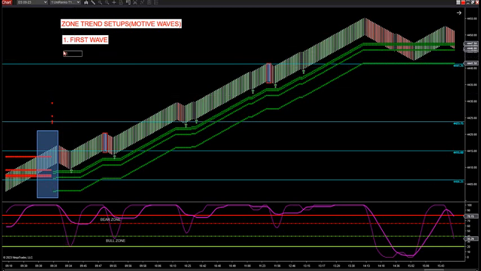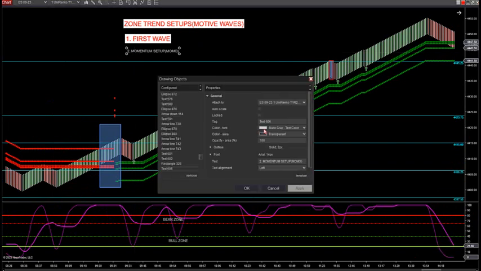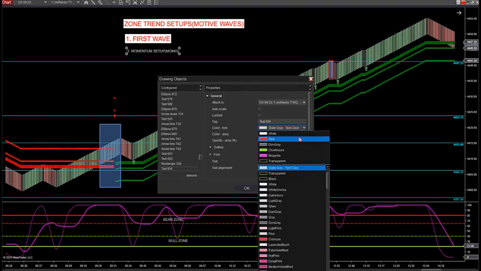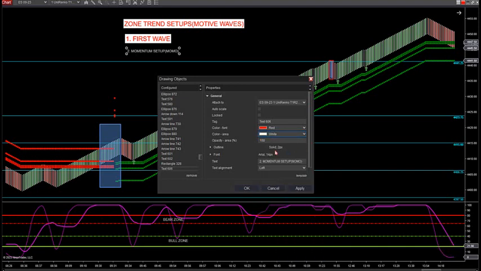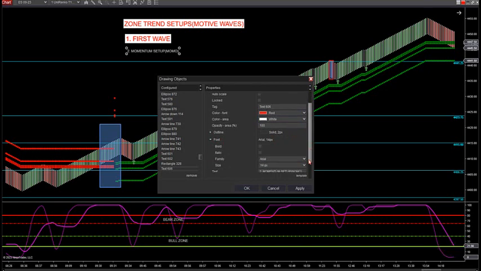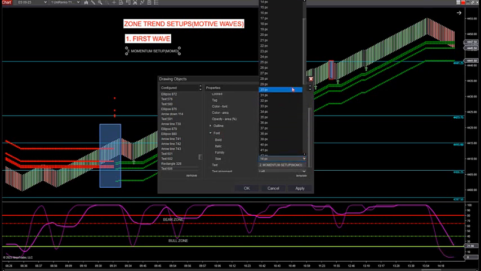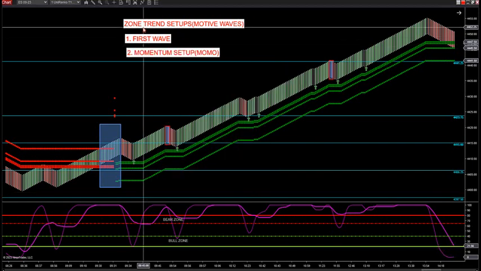The second setup we have in the room is called a MOMO setup, or what's called a momentum setup. A MOMO is when the market is really in a strong position, where you have strong momentum to the upside or downside, and you're getting very shallow retracements. For this setup to work, you have to have one characteristic. You have to be above the shallow zone. You can't be in my red or green zones at all.